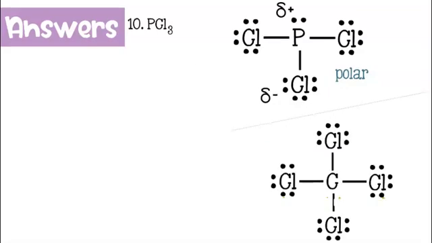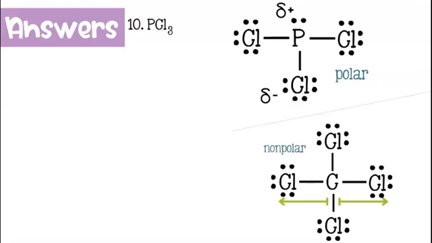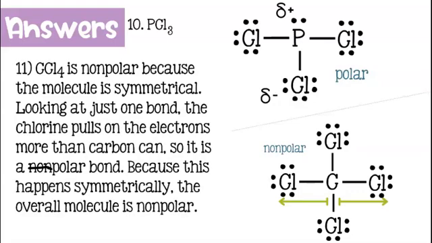Now, for number 11, this is what carbon tetrachloride looks like. Notice how if you look at the carbon-chlorine bond, chlorine pulls a lot more on the electrons than carbon does. So the individual bonds are polar. However, the overall structure is nonpolar because the polar bonds cancel each other out due to the molecule being symmetrical.